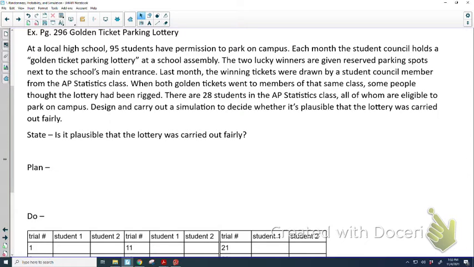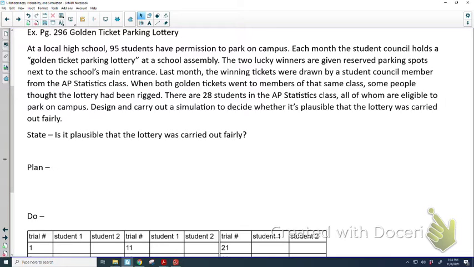So we have 95 students that can park, and we have a person from student council. They select 2 people to be in these golden ticket parking places, 2 spots. 28 of those 95 happen to be from AP Stats, and in one random drawing, 2 of them happen to be selected. So people are doubting whether or not this was a possibility. They think that the person that drew names was picking friends or something. I don't know. So the state step: is it plausible that that happened, that this was carried out fairly?